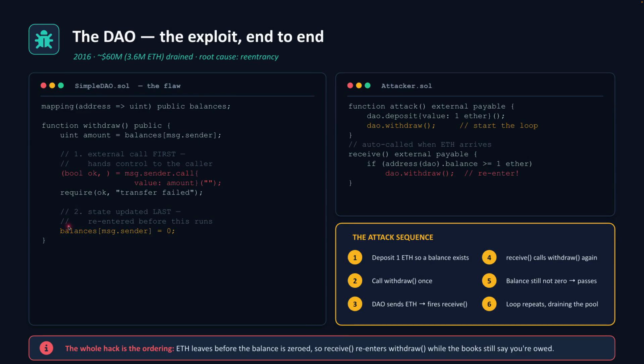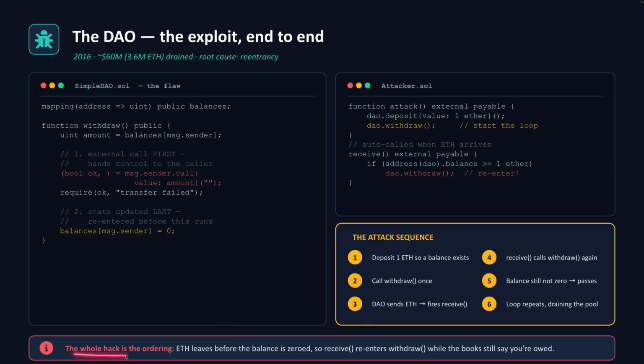So this is the re-entrancy bug. The attack sequence, which I explained just now. First, deposit 1 ETH. Second, call withdraw once. Third, the DAO sends ETH, which fires the attacker contract's receive function. Receive calls withdraw again. Balance still not zero. The check passes. The loop repeats, draining the pool.